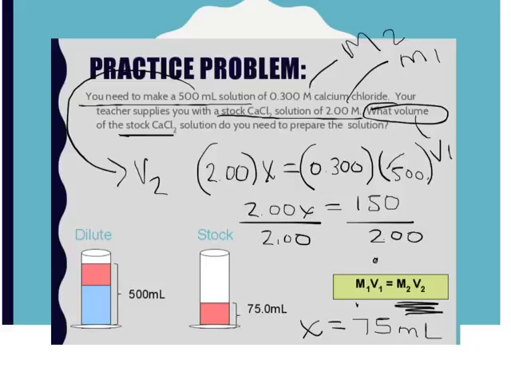75 milliliters. I chose milliliters, y'all, because the M with the 2 and the M with the 0.3 will cancel, which leaves me with the milliliters that's associated with the 500 milliliters. So I'm going to need 75 milliliters of Mrs. Gordy's stock calcium chloride solution that is 2 molar in order to make my dilute solution that will be 0.3 in concentration.